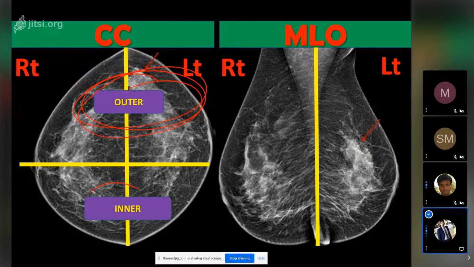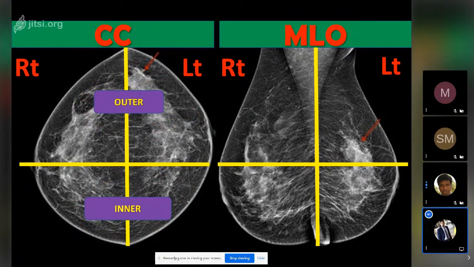Whenever we compress a breast in the craniocaudal direction, we have two parts of the breast: one is the outer quadrant, one is the inner quadrant. Whatever is the outer quadrant is always in the upper part of the image. Same way in the mediolateral oblique view, when we compress like this, it is divided into the upper half and the lower half. The upper half is always outer. So upper is always outer, or outer is always upper.